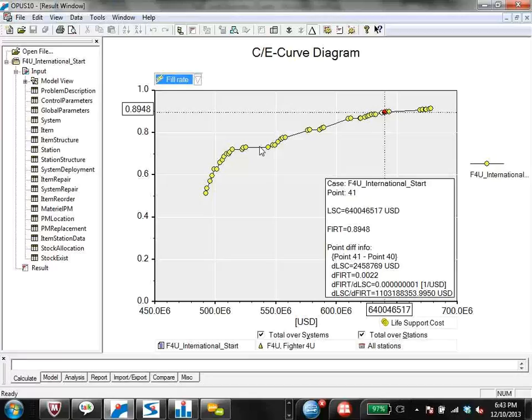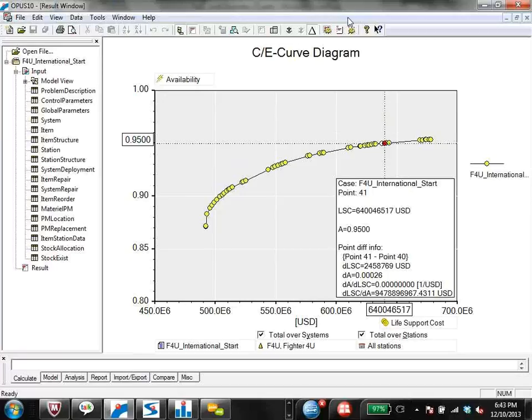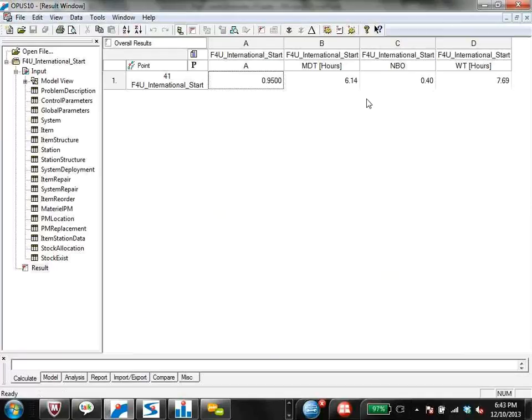I'll zoom in again. We're going to do a lot of analysis now with this 95% point. I'll slide our little screen viewer out of the way. We can look at some quick results. And I can see that, again, I have an aircraft availability of 95% with a mean downtime, number of backorders, and waiting time for spares.